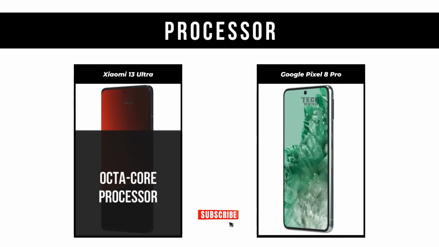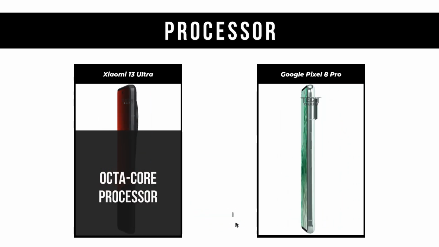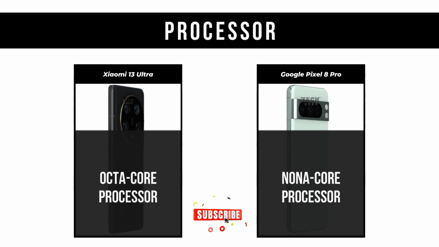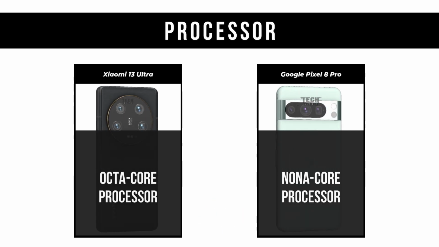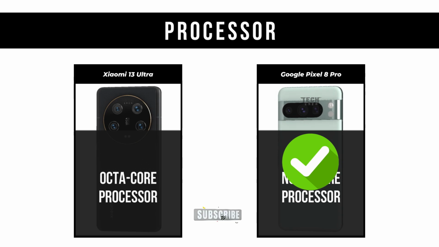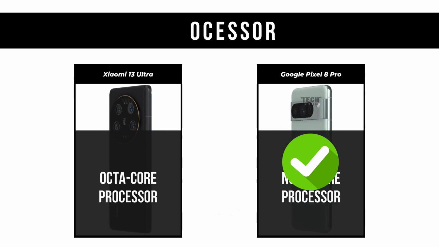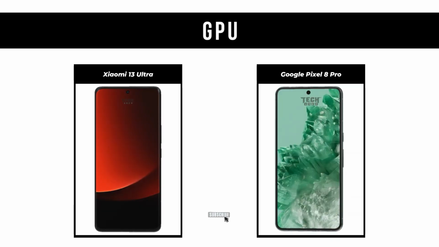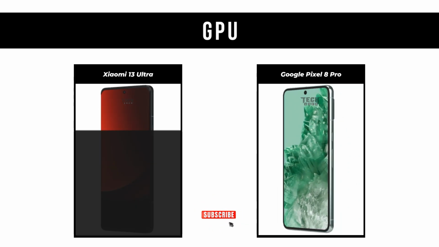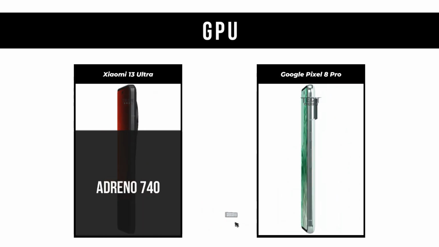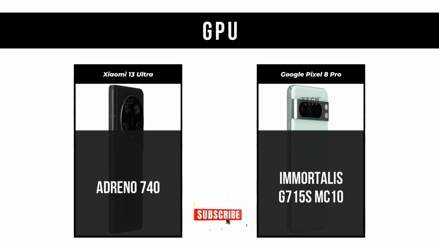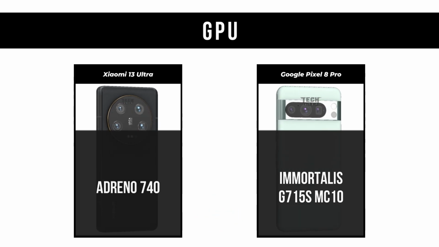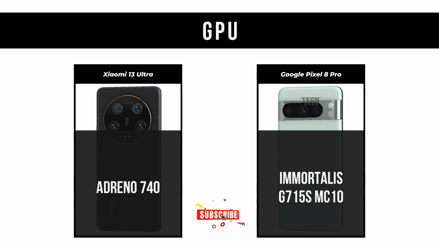Processor. Xiaomi 13 Ultra is octa-core processor. Google Pixel 8 Pro is nonacore processor. GPU. Xiaomi 13 Ultra is Adreno 740. Google Pixel 8 Pro is Immortalis G715S MC10.